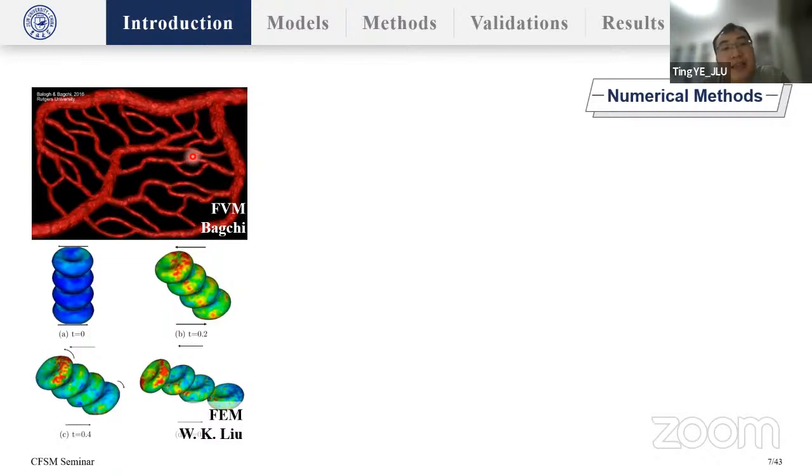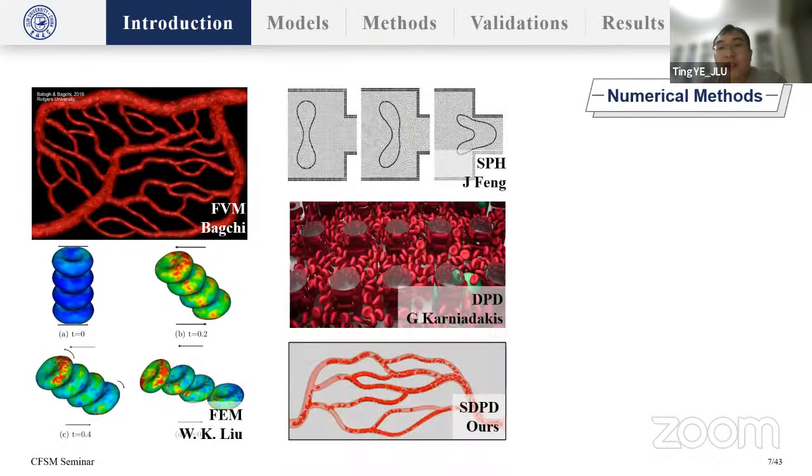This is to study the RBC distribution with the finite volume method, and this is to study RBC aggregation with the finite element method. Note that there are few studies that use FDM. The reason is the finite difference method often uses a structured mesh, which is quite difficult for discretizing complex vascular networks. The particle-based methods mainly include SPH, DPD, and SDPD, as shown in these 3 figures. The first uses SPH, this one uses DPD, and the last, in our work, uses SDPD.